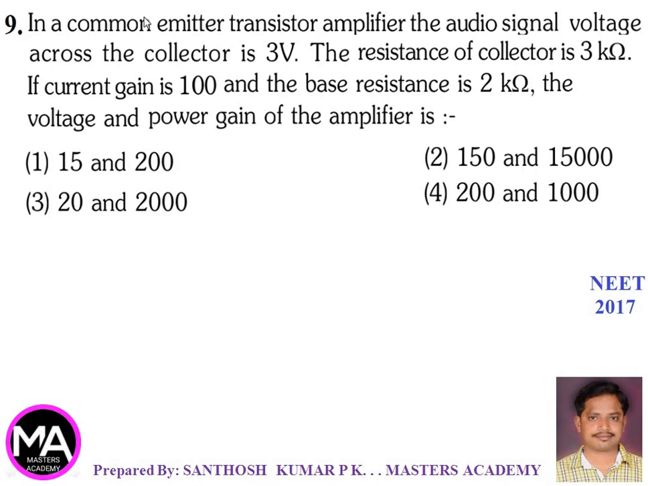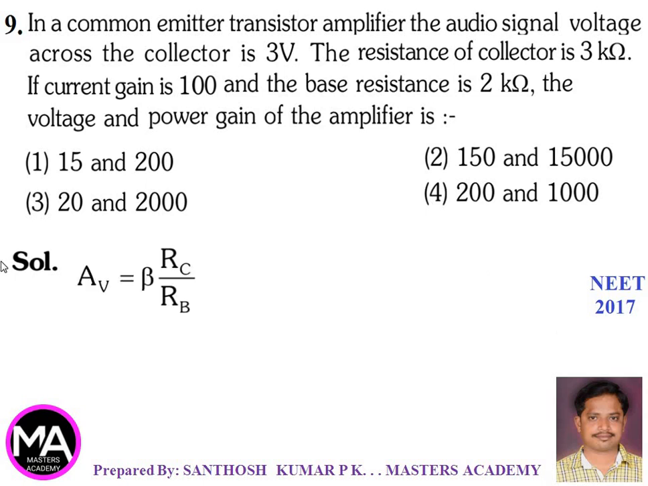Next problem. In a common emitter transistor amplifier, the audio signal voltage across the collector is 3 volt. The resistance of the collector is 3 kilo ohm. If current gain is 100 and the base resistance is 2 kilo ohm, the voltage and power gain of the amplifier is. 4 options are given. It is from NEET 2017.